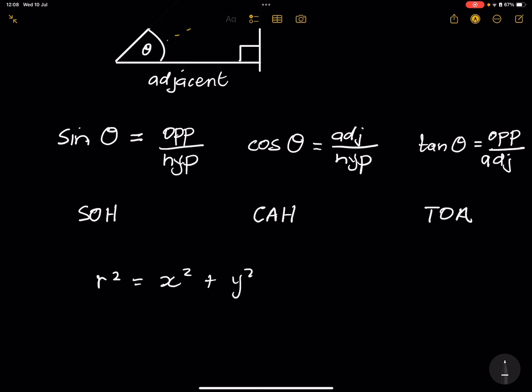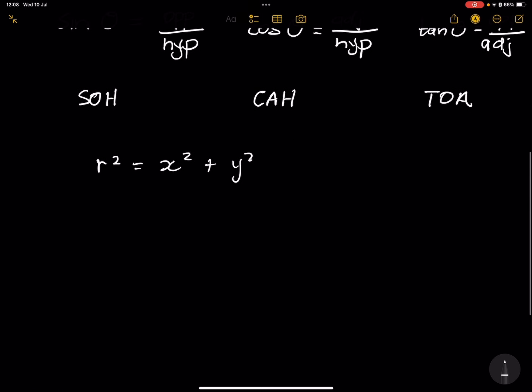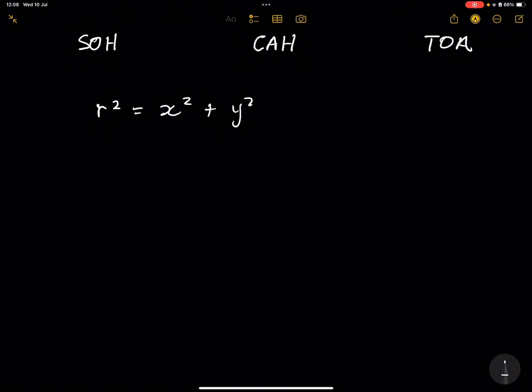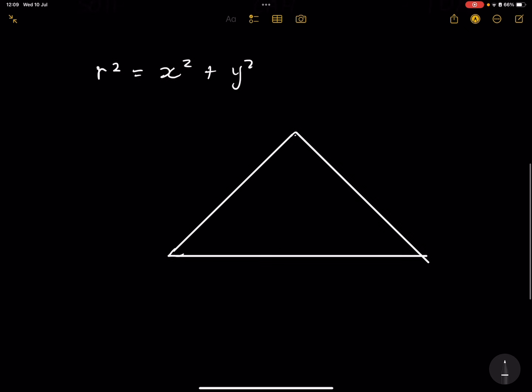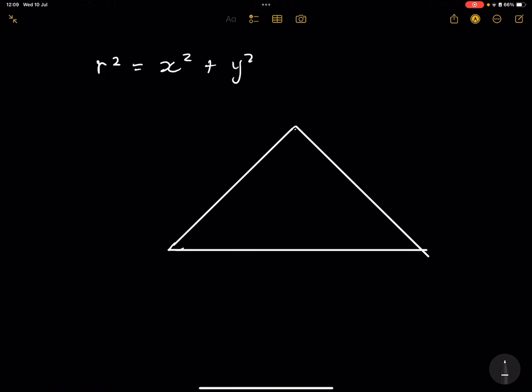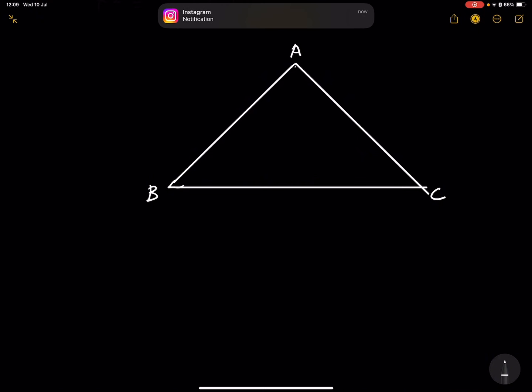Now that we've just laid the foundation and reminded you of the important stuff on the right-angled triangle, what happens when we do not have a right-angled triangle? What happens when we've got an angle other than a right angle? So we now have other tools that we're going to use, and I'm going to start with the sine rule. So suppose that we've got triangle ABC, and triangle ABC, as you can see there, is not a right-angled triangle.